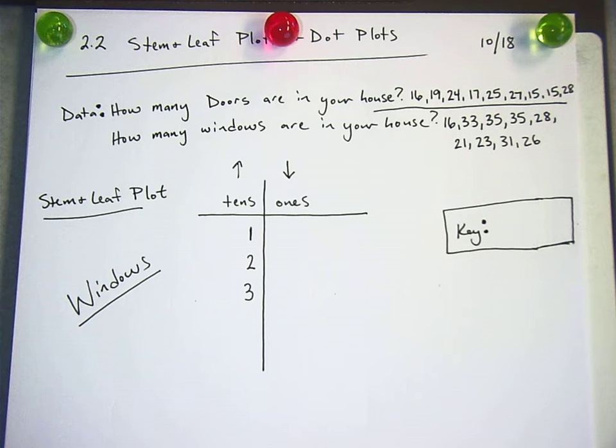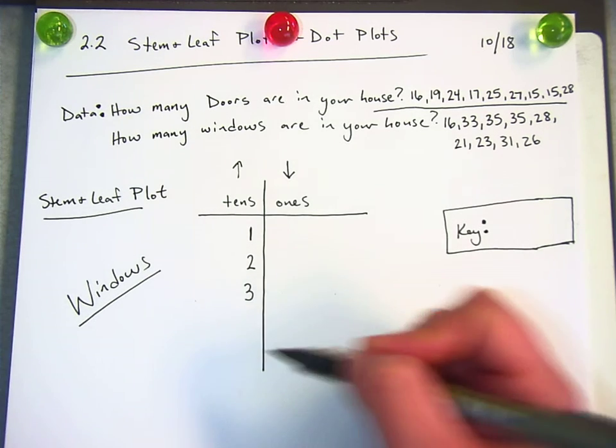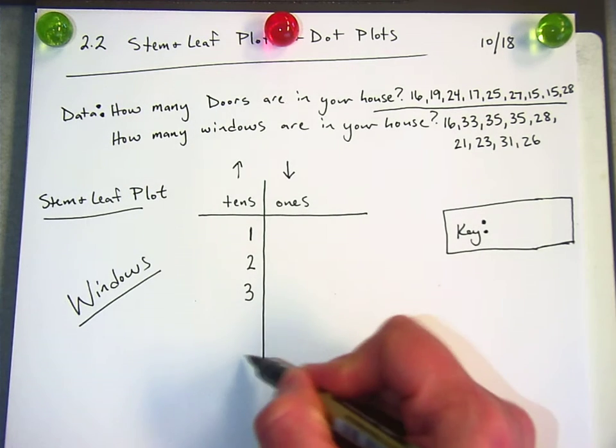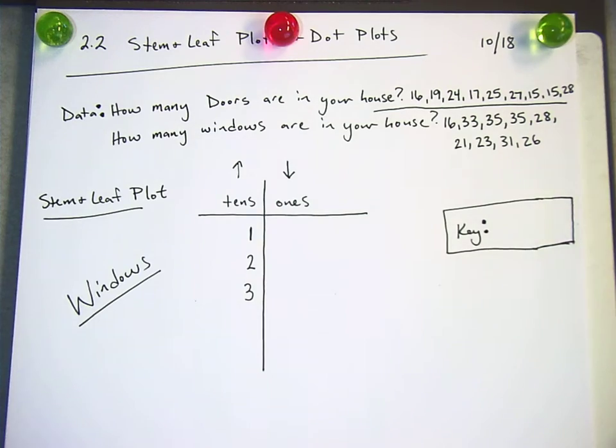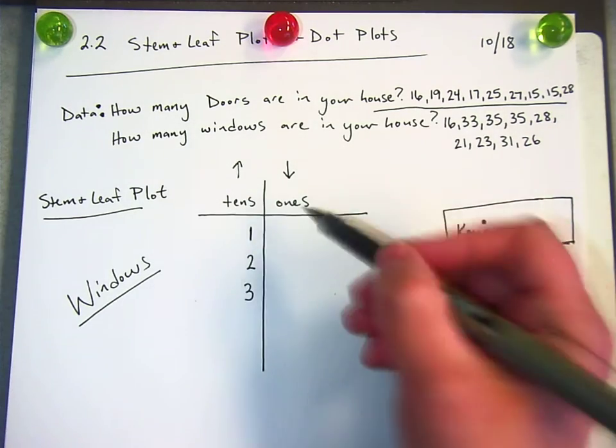Usually put them in order. You don't have to go from 0. If there was somebody who had 5 windows in their house, you put a 0 in that column. Or if there was somebody who had 75, you could put dot, dot, dot and put a 7, like that. You can also have empty columns as well.